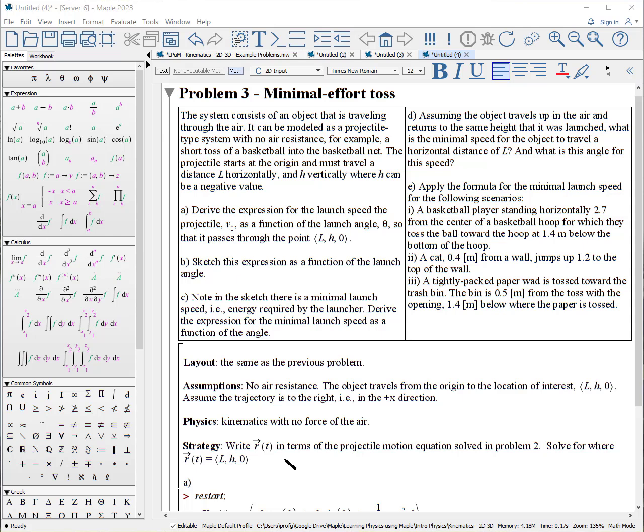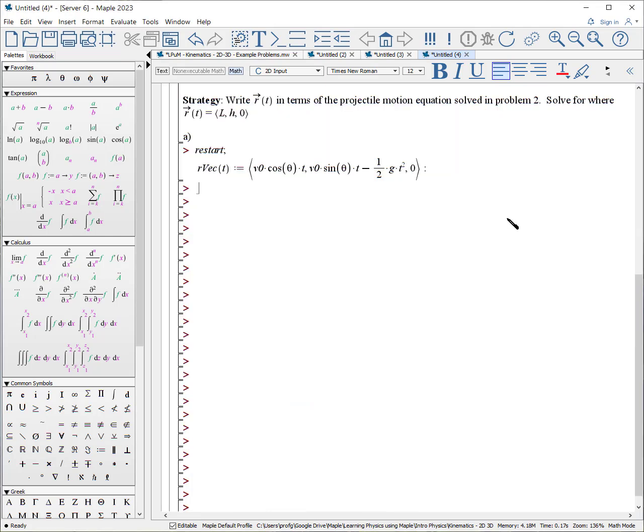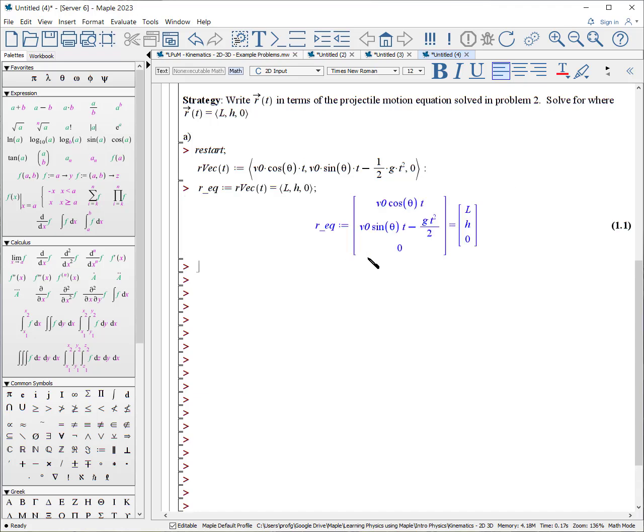We're going to set up the same situation now, where we know that eventually the ball has to travel a distance L and up to a height h. Since I've already solved the projectile motion problem, assuming no air resistance, we will use that expression for the x component, the y component, and the z component as a function of time. Literally, this is the equation we need to solve: x must reach L, y must reach h, and we don't care about z.